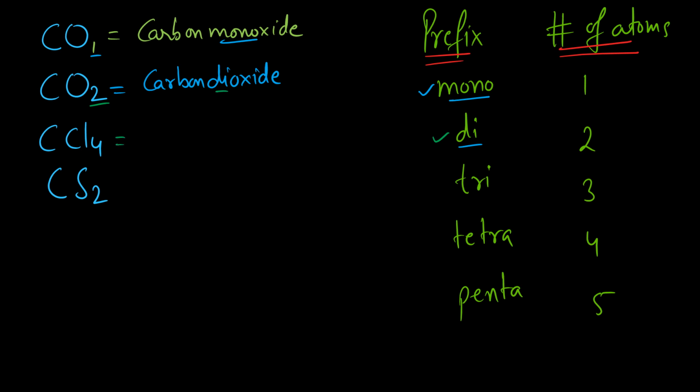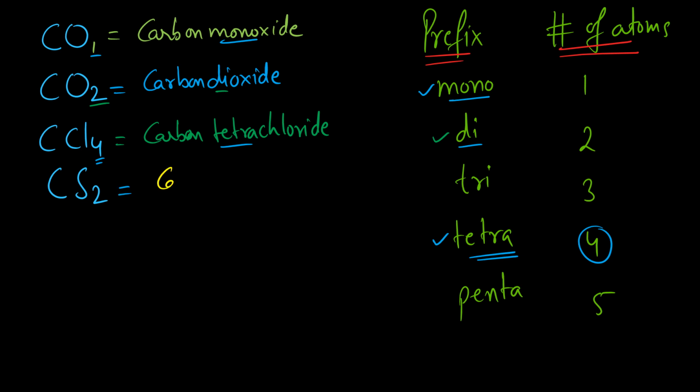Now let's go to the next. Here I have carbon with 4 chlorine, so it should be written as carbon tetrachloride. Now you know why I have written tetra here, because for 4 atoms the prefix should be tetra. Now let's go to the next. In the next we have carbon with 2 sulfur. For 2 we know we are supposed to write di, so it should be carbon disulfide.